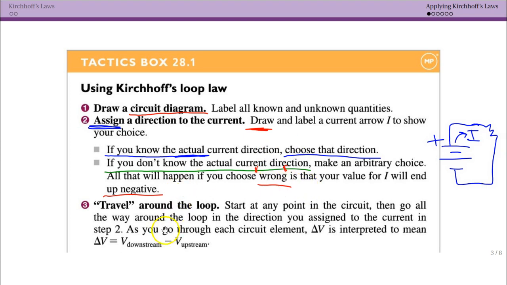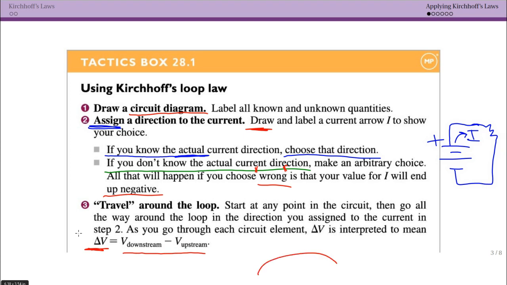So the next step is the one that we need to do some examples of, which is traveling around the loop. And that's again the idea of trying to go in a complete loop and getting that the sum of your delta V is equal to 0. Now note that we're always talking about delta V. Sometimes we're going to be labeling specific points, and that's what it's talking about here.